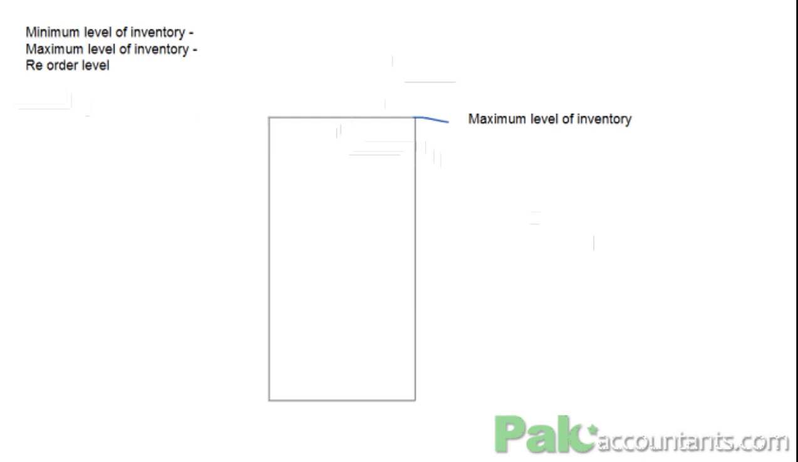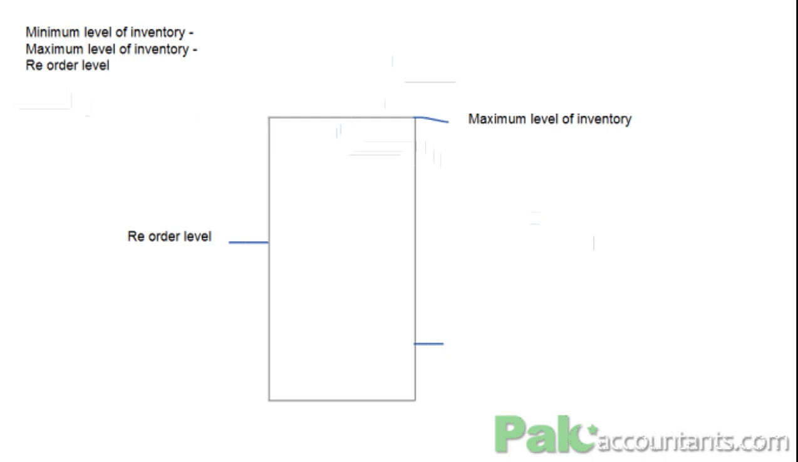Right. Now on this bin, you have marked a yellow line, so that if your inventory falls below this line, you will place a new order with the supplier. That's what reorder level is. Reorder level is simply the level of inventory at which you place a new order with the supplier, whereas the minimum level of inventory will be even below the reorder level, let's say by this point.